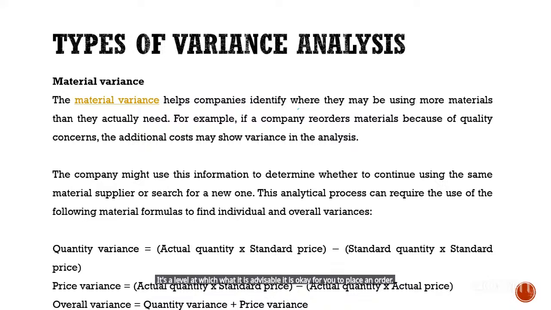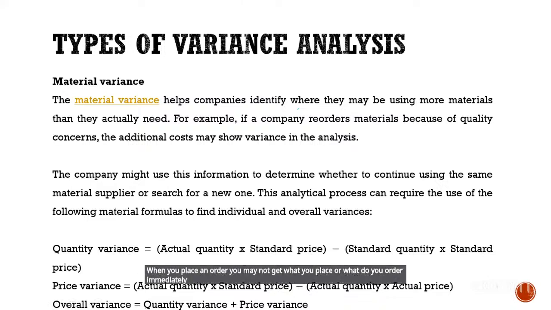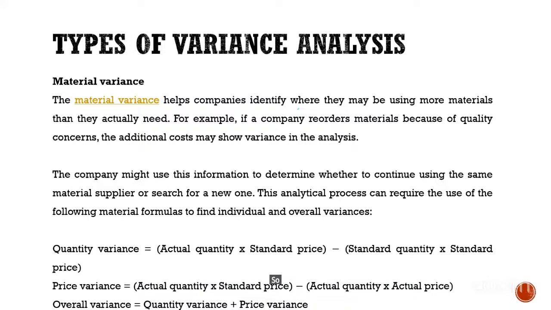Now, when you place an order, you may not get what you order immediately. So it takes time. We call it lead time. The stock will not come to the warehouse immediately. Sometimes the process will take maybe 1, 2, 3 days, or sometimes a week. So all these things must be taken into consideration. So that brings us to what?